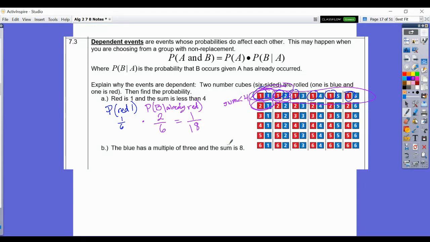All right, so that can be a little bit confusing. Let me see if I can explain this another way. Basically, we have to have, whoops, I went a little crazy with the eraser. We have to have a red 1 is required, and they have to add up less than 4. So out of all the ones with a red 1, it also has to be less than 4.